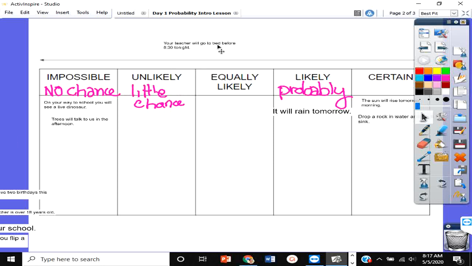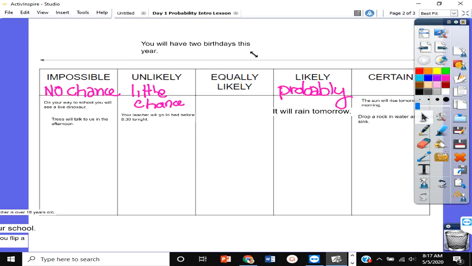Let's take a look at another one. See what you think. Where would the probability of your teacher going to bed before 8:30 be? Well, I know in my experience, teachers are adults and they have a lot of things to do when they get home from work. So the probability or the chance that a teacher will go to bed before 8:30 is probably unlikely. Not impossible, but just unlikely.